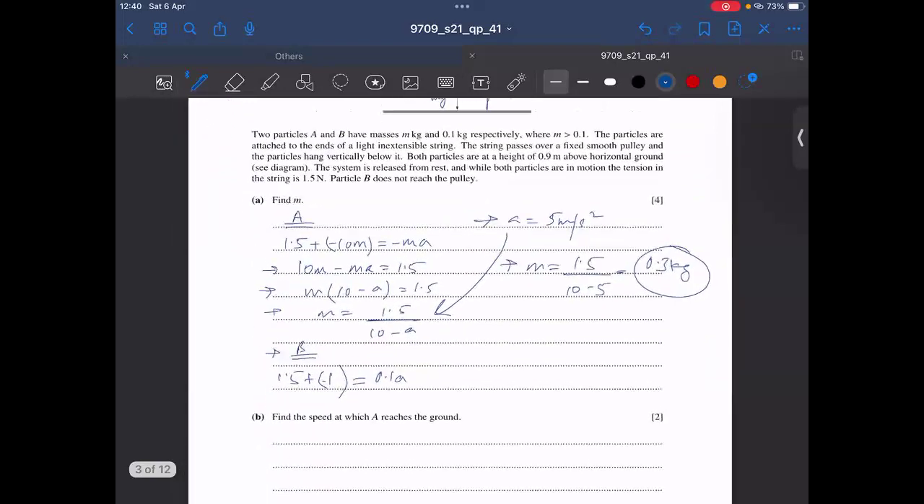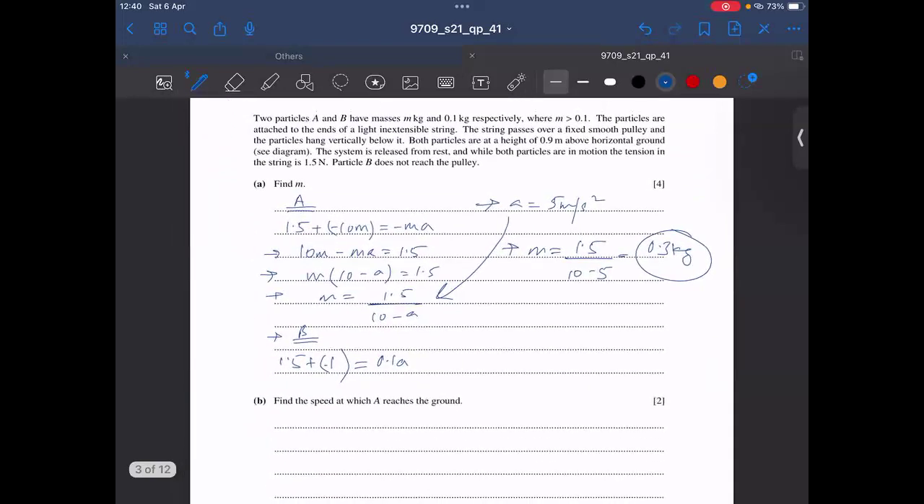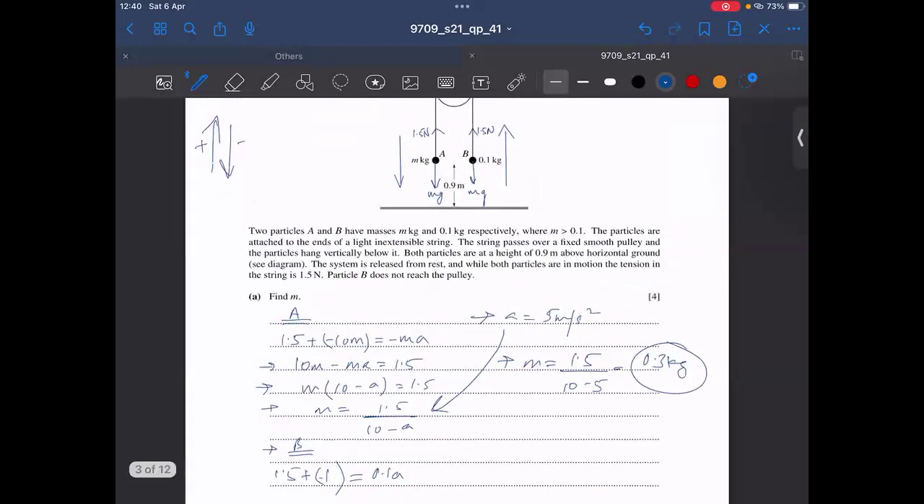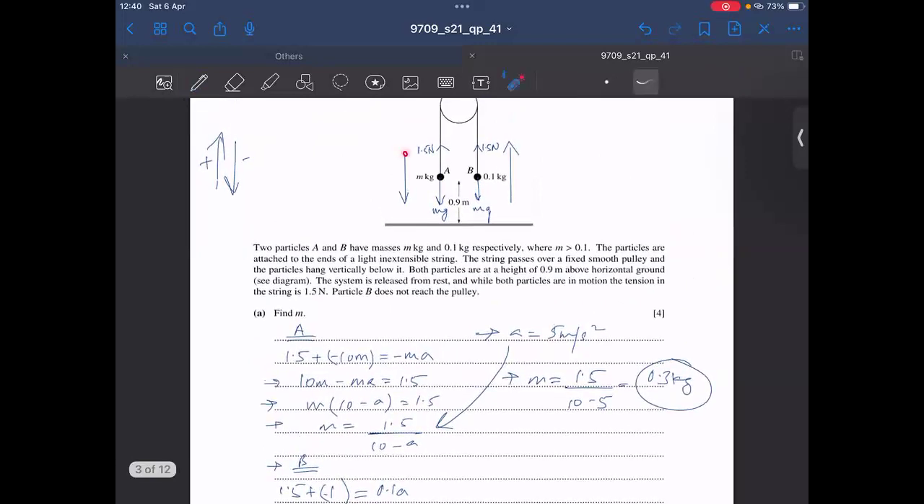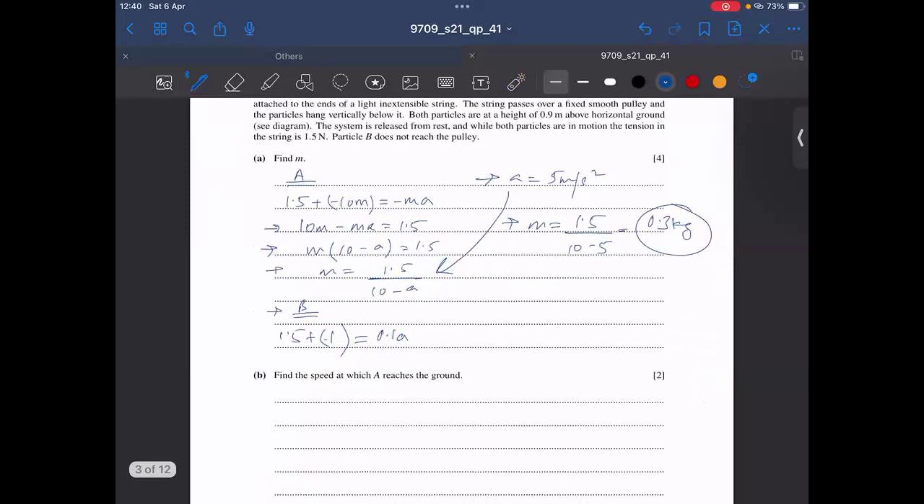So we have calculated the acceleration. We know that the acceleration is going to remain constant until A reaches the ground, so I can use any of the equations of motion. I have the displacement 0.9, and I have the initial velocity as 0. So V square equals U square plus 2AS. U is 0, and V square is what I need to find out.